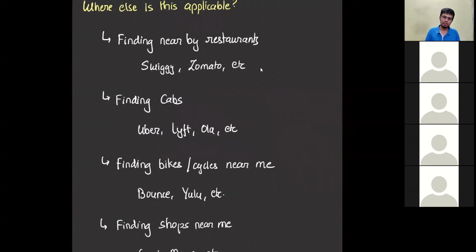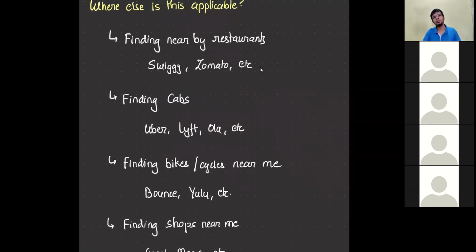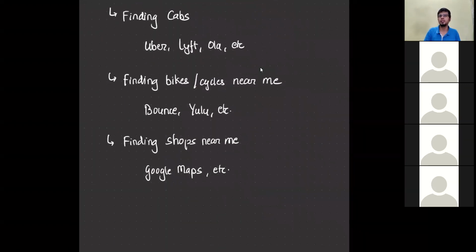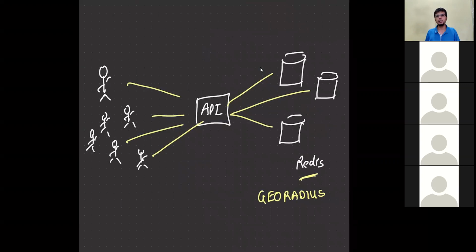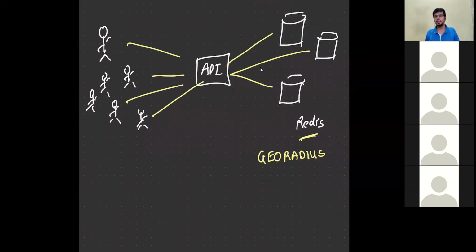Yeah, this is how you can build your Swiggy, Zomato, Uber, Ola, whatever you like. You can build everything with this. Bounce, Yulu, shops near me, McDonald's near me. You just have to tag that thing to the relevant course and the relevant tag, and you can fire a query for this. So geo radius is something that you can use. Geo add would be used to add something to your database, through which you are constantly updating the location. It takes in lat and long as an input.